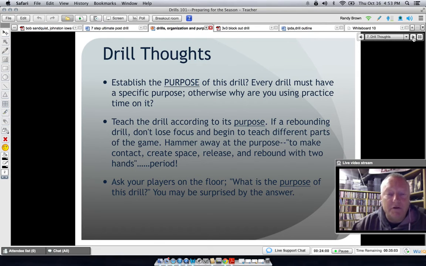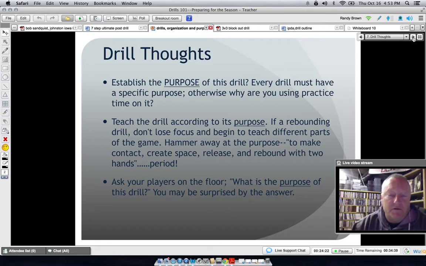You're wasting time and you're confusing your kids. So then teach the drill according to its purpose. What does that mean? If it's a rebounding drill, don't lose focus and begin to teach all kinds of different parts of the game when in fact this drill's ultimate purpose is rebounding. Hammer away at the purpose.